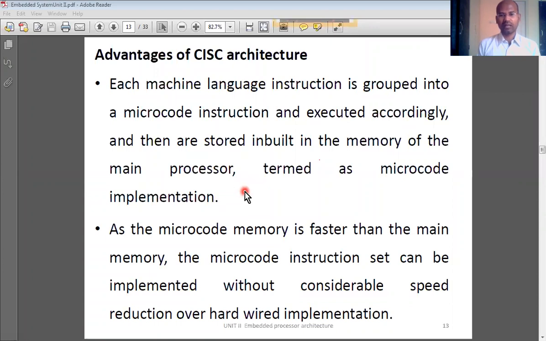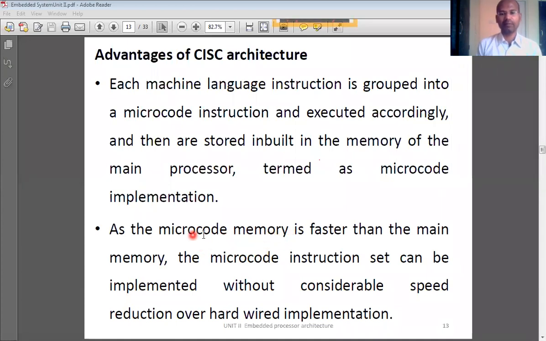Today, almost all the architectures are hardwired only. Each instruction is made a combination circuit. To execute each one of those instructions, they have a specific combination circuit. As the microcode memory is faster than the main memory, the microcode instruction set can be implemented without considerable speed reduction over hardwired implementation. Actually speaking, hardwired is faster than microcode memory.